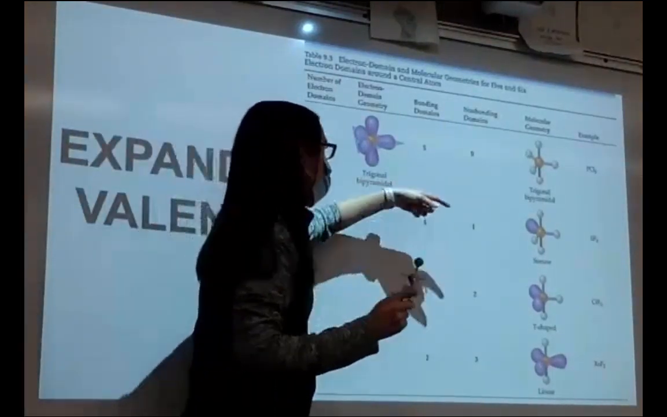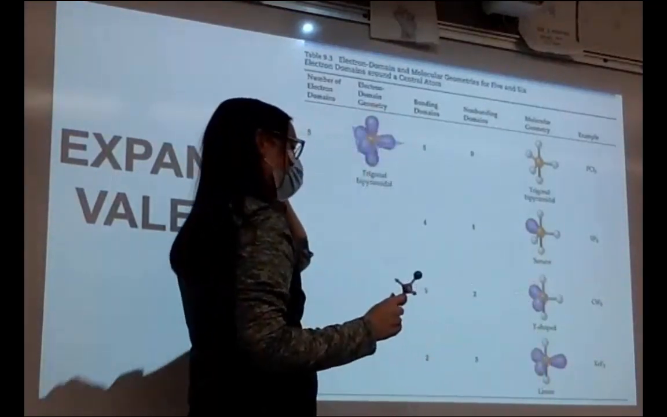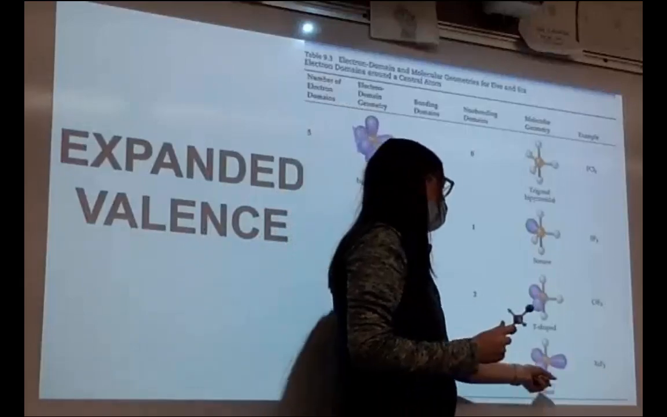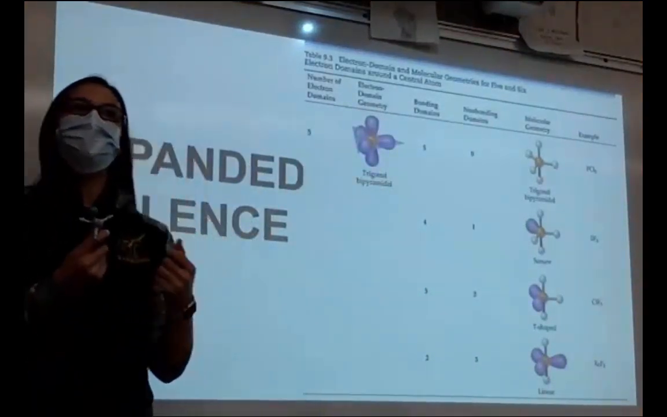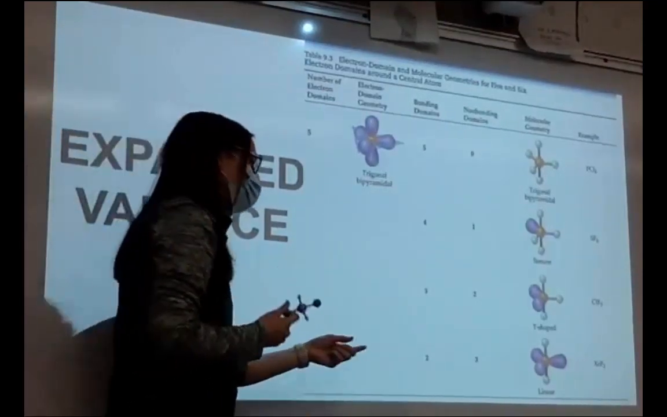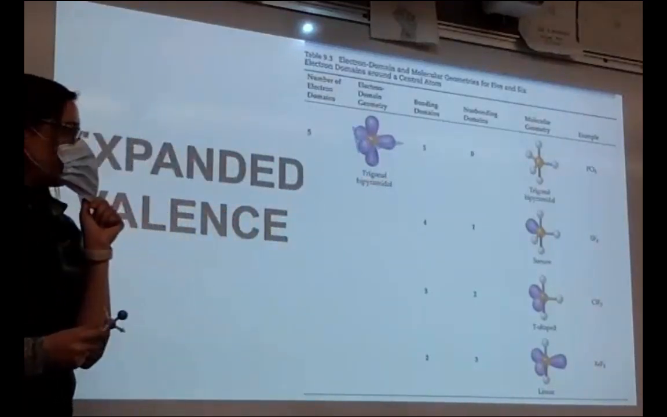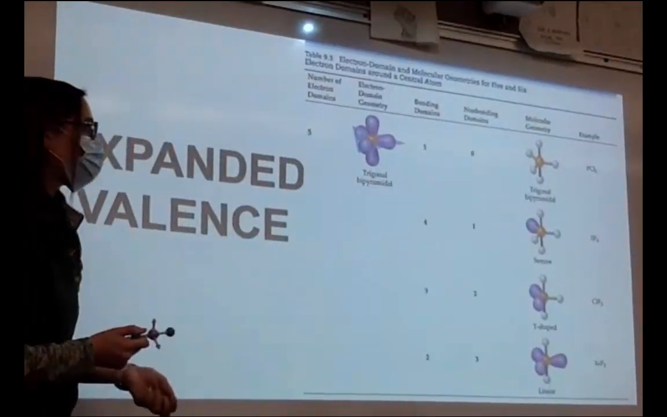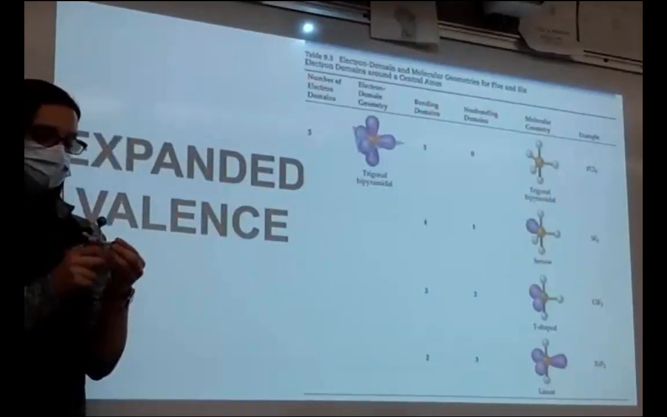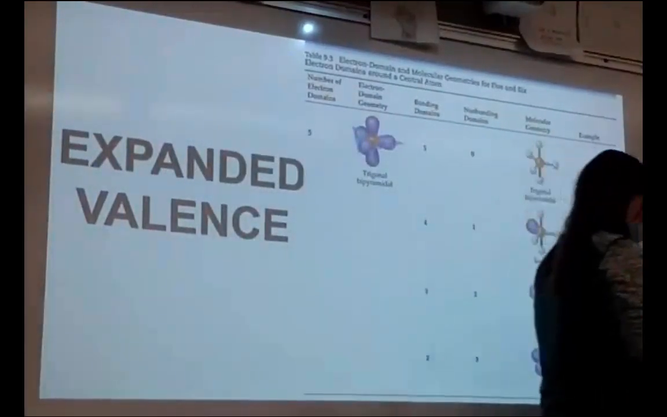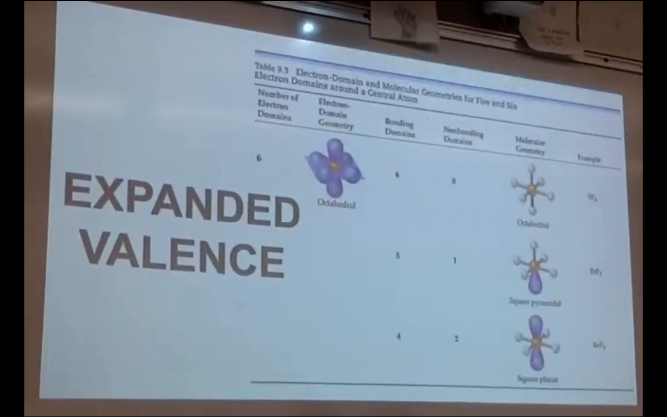So seesaw and T-shaped are both polar because of the lone pairs. In linear, even though we have lone pairs, all 3 of the lone pairs are pulling evenly, and they cancel each other out. So this is an example of linear that has lone pairs that's actually nonpolar. So trigonal bipyramidal is nonpolar, and linear is nonpolar. The rest of them will be polar. And we'll look at some examples of polarity as well.